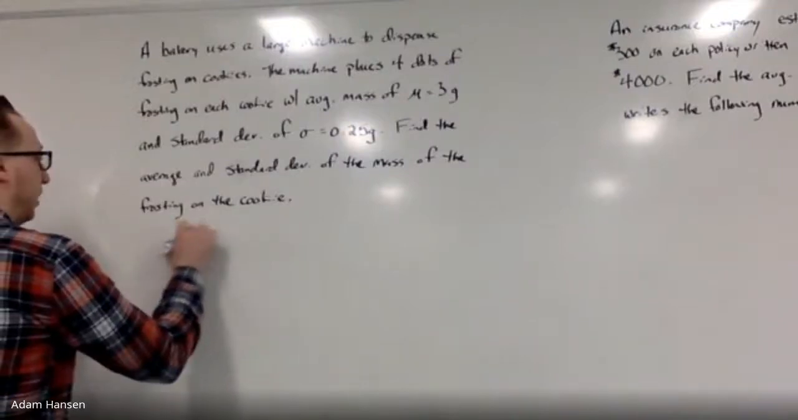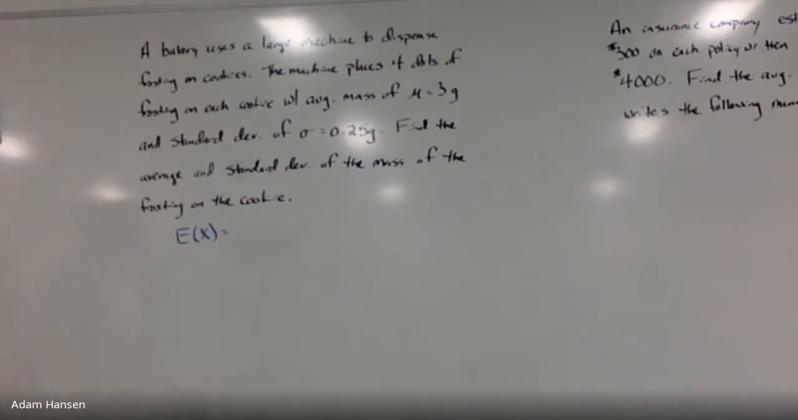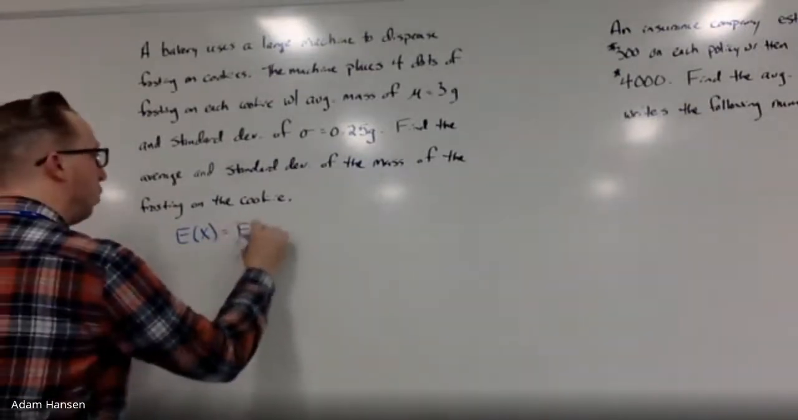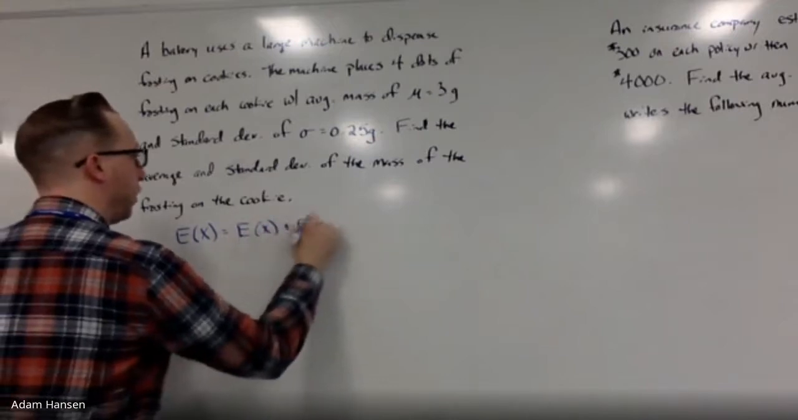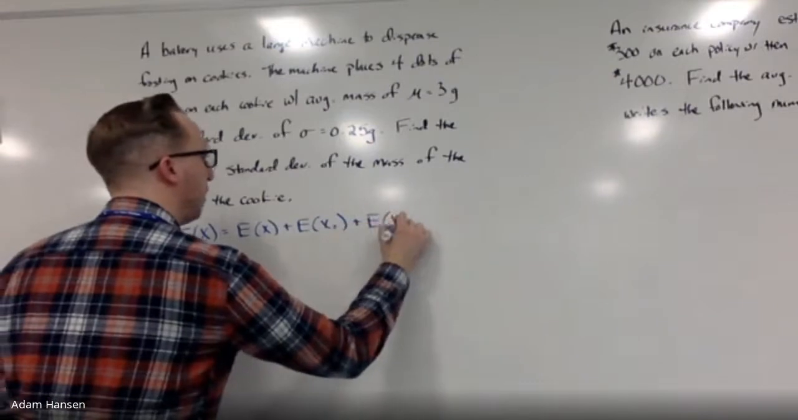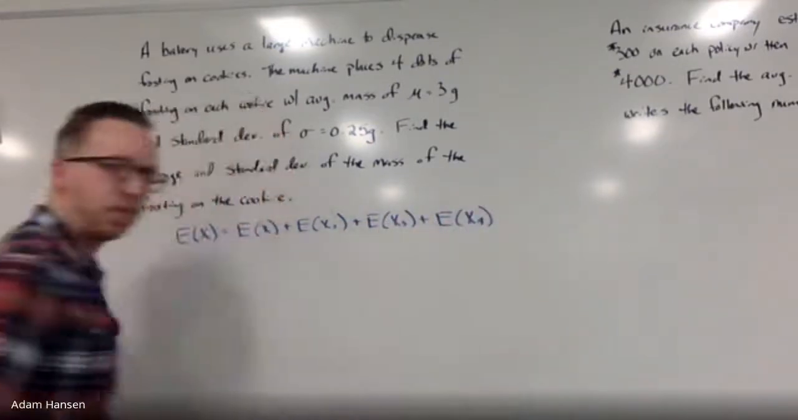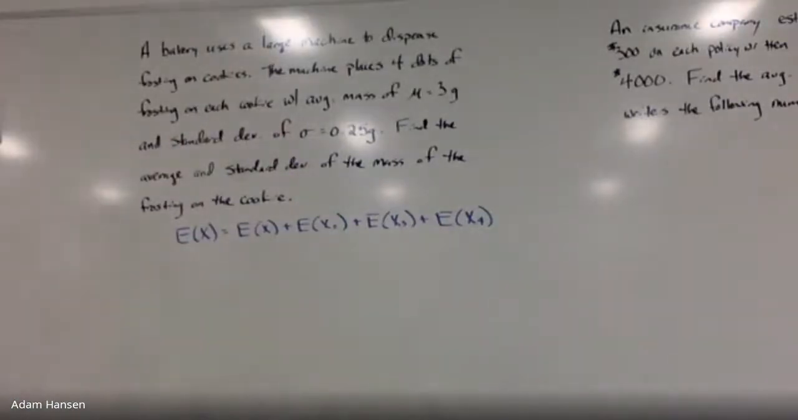I need to find the expected value of each of these different 4 dots. So that's the expected value of 1 dot plus the expected value of the next dot plus the expected value of the third dot plus the expected value of the fourth dot. Each of these dots are different random variables. They're different events. I place 1 dot at a time. The average mass of each dot is 3 grams with a standard deviation of 0.25 grams.